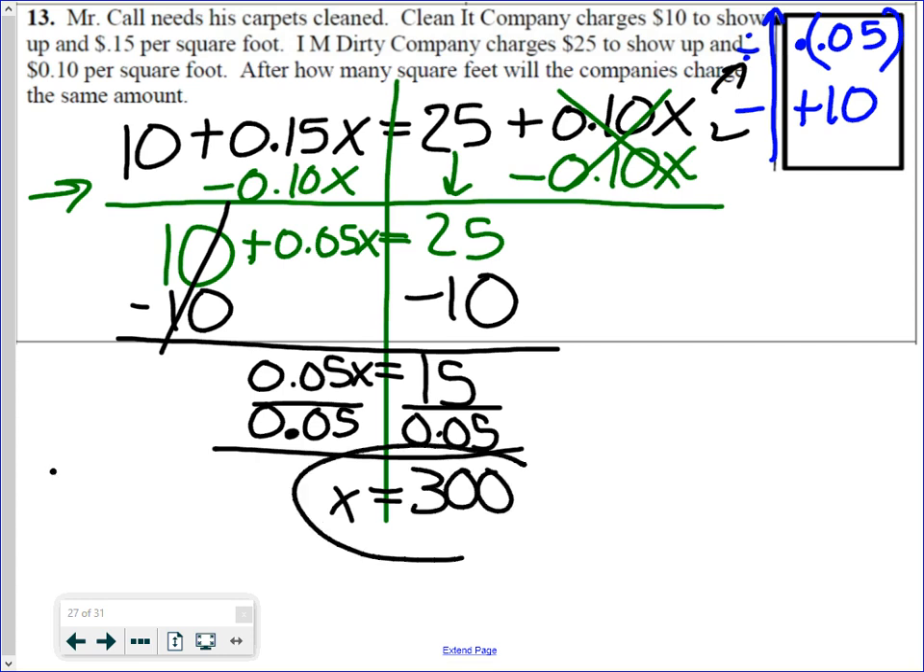So at 300 square feet, after that, I guess the I Am Dirty Company is a better deal. But at the 300 feet mark, they're the same price. And that's what we were asked to find out. 300 square feet. Great, well, that's it for this one. Hopefully that helped, and we'll see you next time.